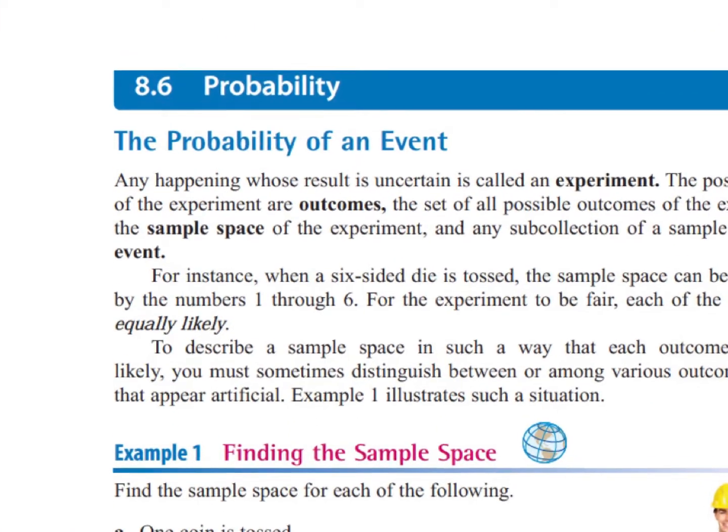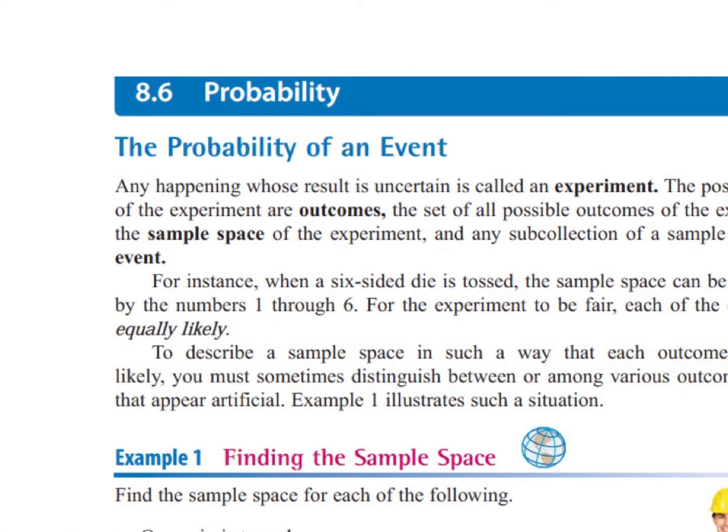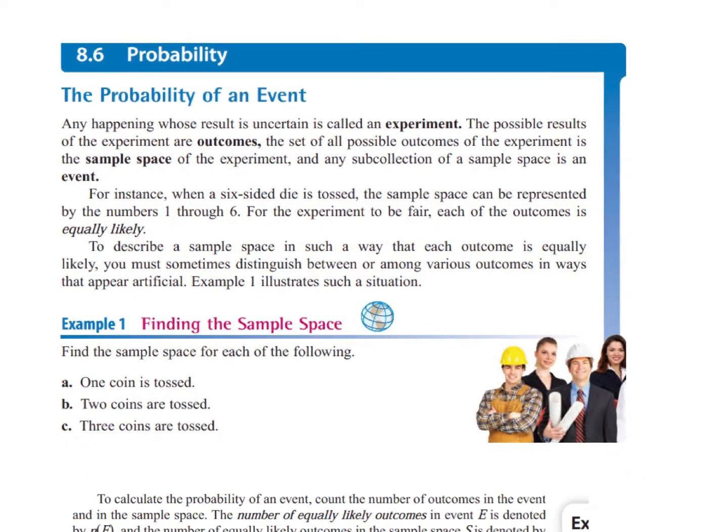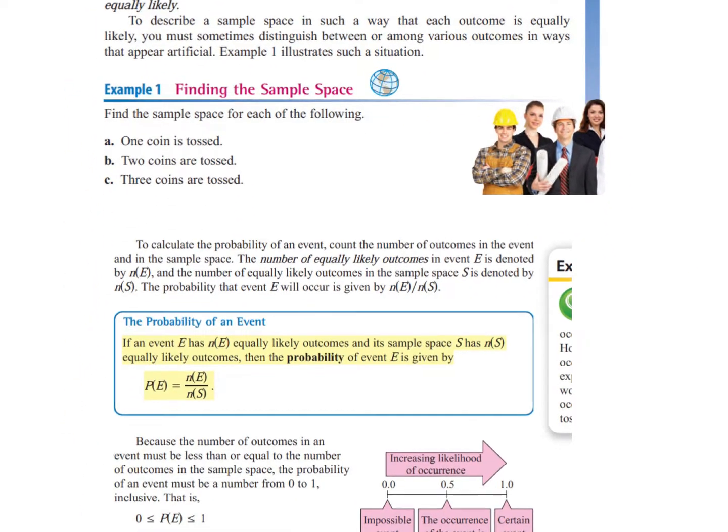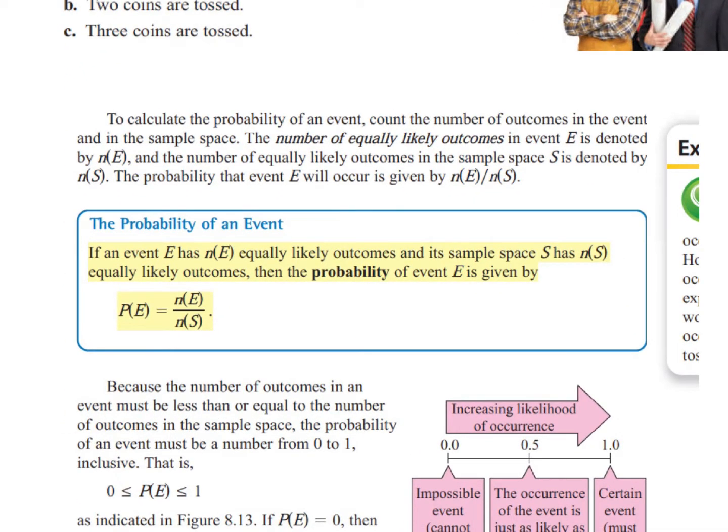All right, 8.6, we're going to learn about probability, which is the likelihood of an event happening. So the probability of an event, we would take the number of E, which is the event, over the number of the sample size, which is the total. In other words, it's what we want divided by the total. I think this is the best way to think about it: what your goal is, what you want over the total.